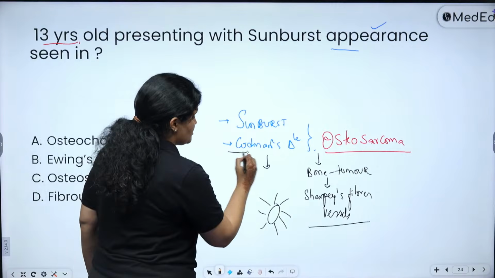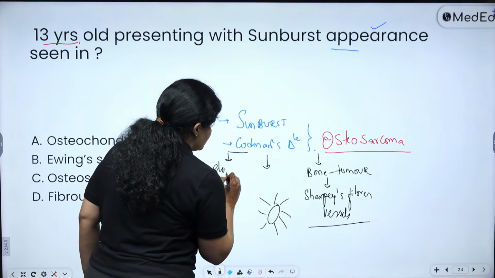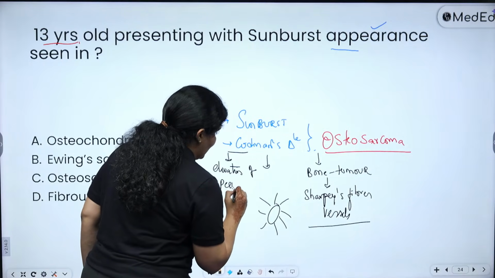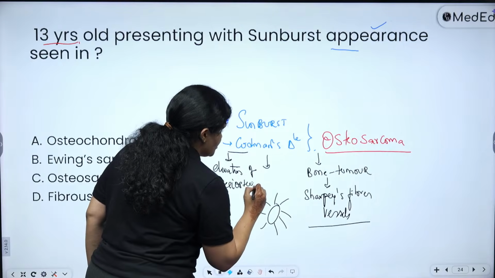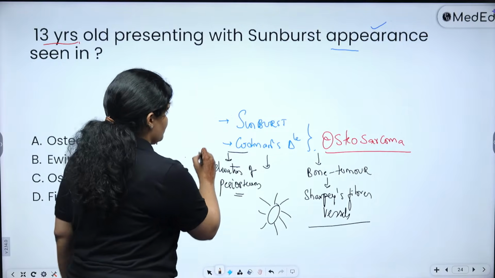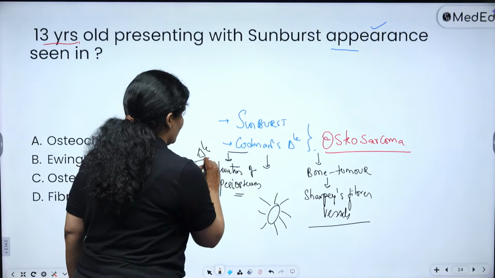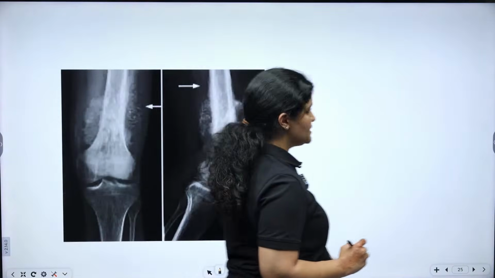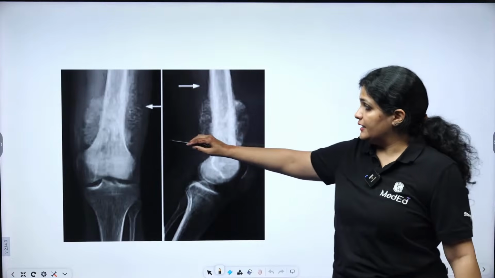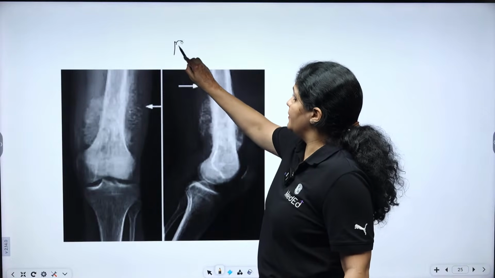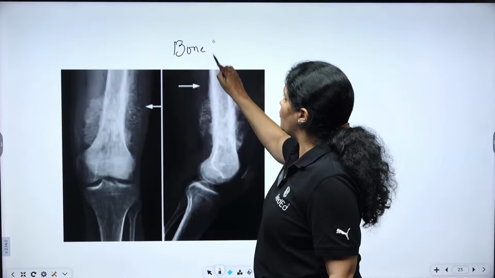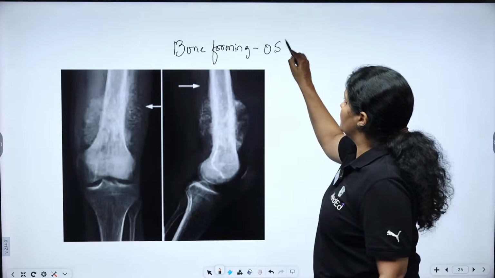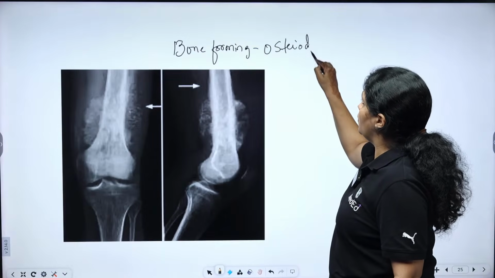And what is Codman's triangle? There will be an elevation of the periosteum at a certain height level, and there you will see the formation of a triangle. This formation of the triangle is called Codman's triangle. So, here you can see both. This is called the sunburst appearance. You have to remember osteosarcoma is the bone forming tumor. That means you can see there is bone formation. Even on the biopsy you see osteoid.